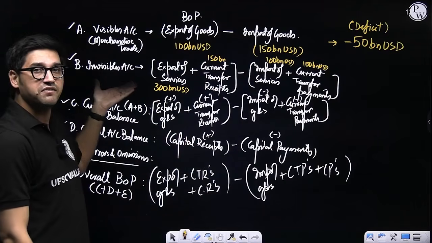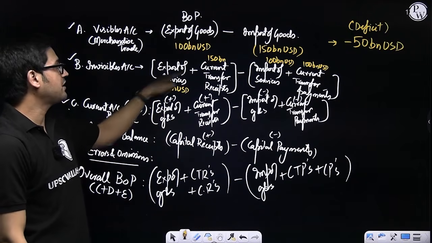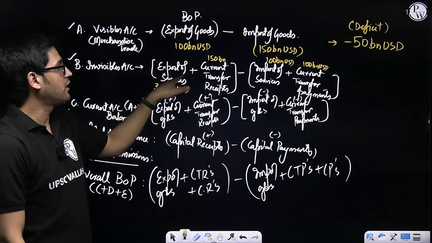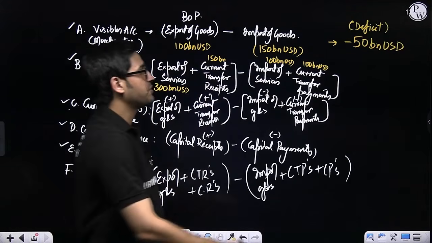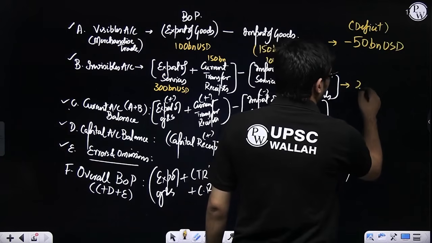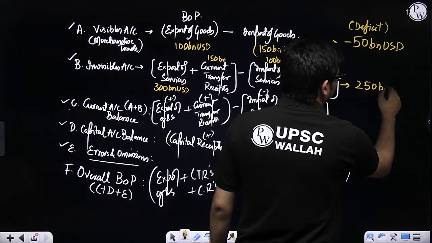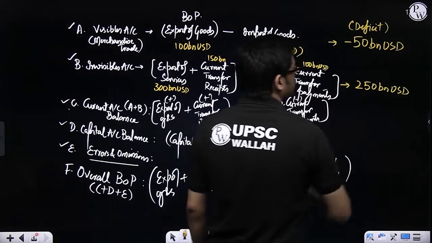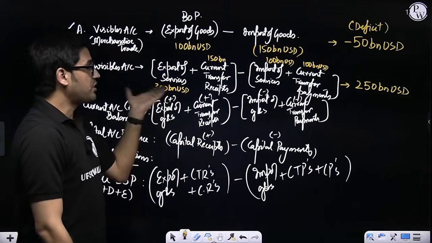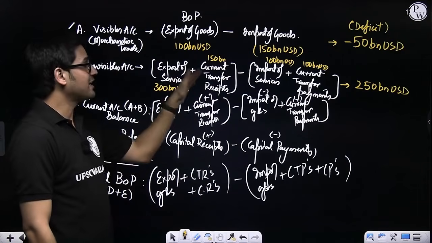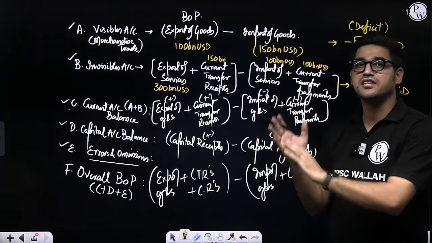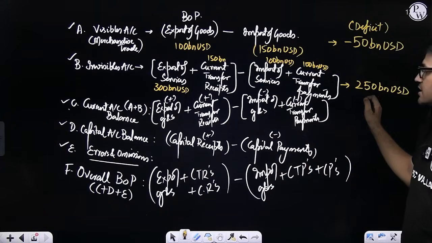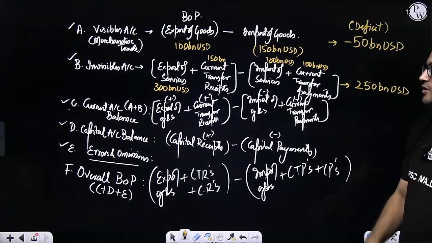Then on the invisibles account, what do we have? 300 plus 150 is 450. 450 billion US dollars minus $200 billion. This means we have a surplus of 250 billion US dollars. That means owing to trade in services or current transfers between India and the rest of the world, this year there is a net inflow of funds. How much? 250 billion US dollars.